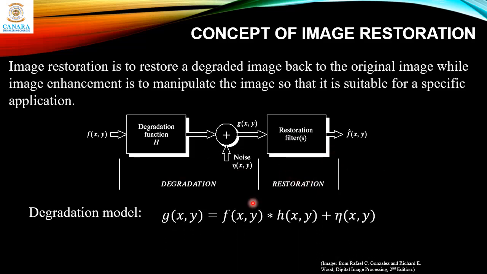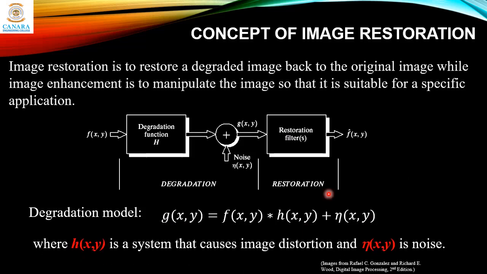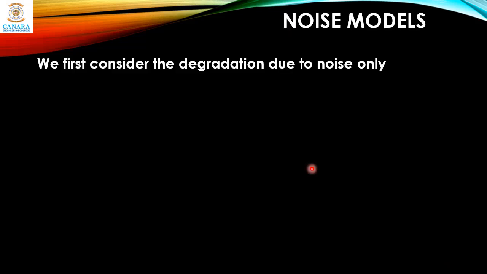The degradation model is given by f of xy convolution h of xy plus eta of xy, which is the additive noise. So this is the degradation model. This h of xy is a system that causes image distortion and eta of xy is noise. We will first consider the degradation due to noise only.